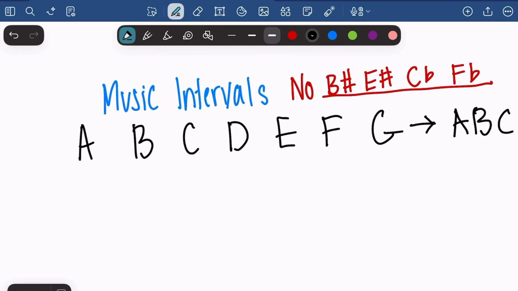Now, between these letters, we have things called sharps and flats. Basically, a sharp raises a note by a half step. On the other hand, a flat lowers a note by a half step. So, for example, if we start with A, when we're raising A by a half step, we call this A sharp.